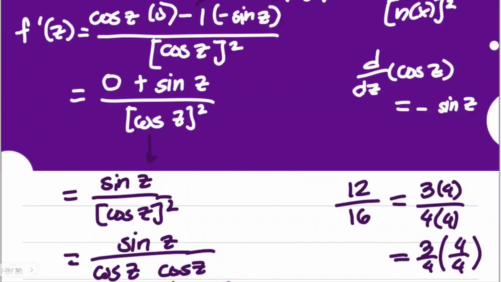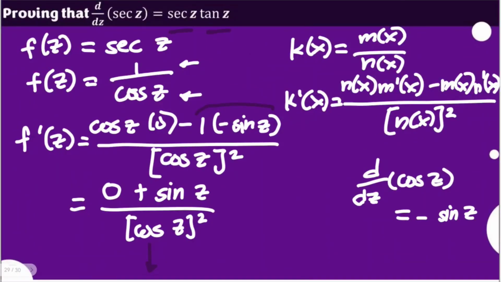Okay? So this is the proof for that, and if you see later on secant z and you're asked to find a derivative, use this equivalent value.